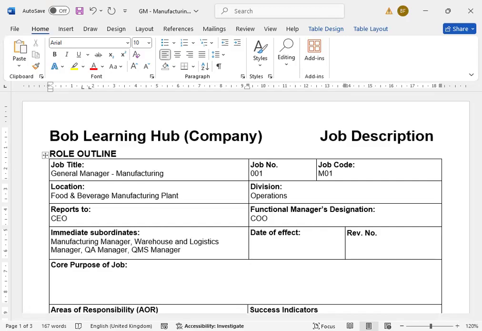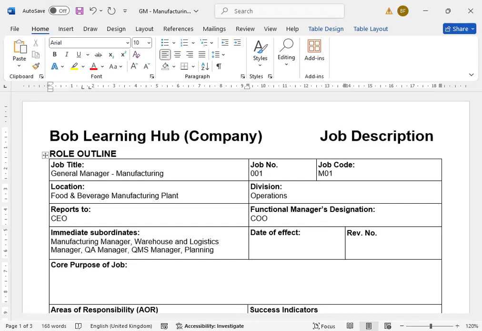The QA manager, the quality assurance, is different from the QMS manager. The QMS is the quality management system, where they handle all the regulations and the standards, like ISO 22000, things like that. So this is the role of the QMS manager, who reports to the general manager manufacturing. Another manager reporting to the GM would be the planning manager.